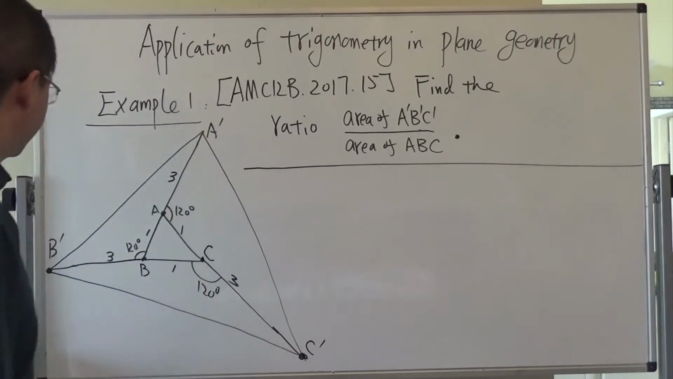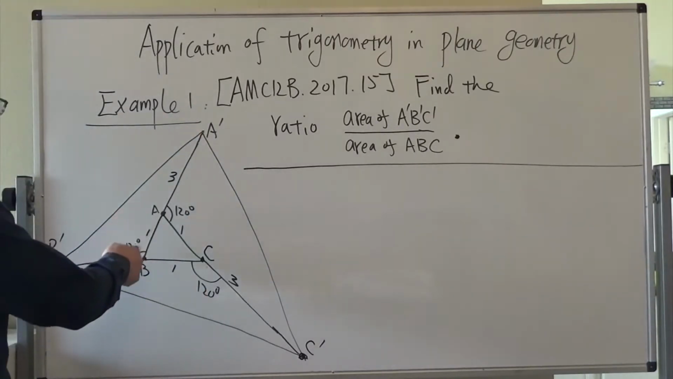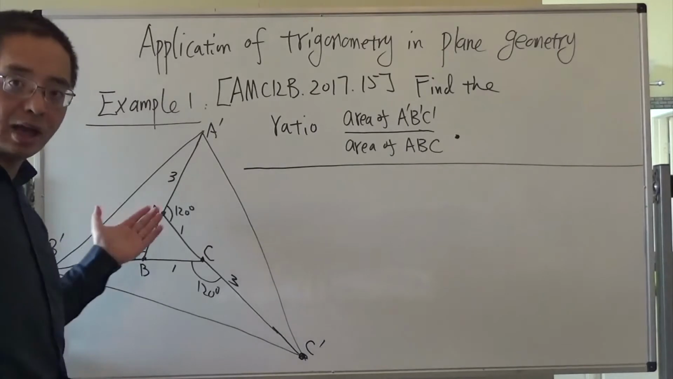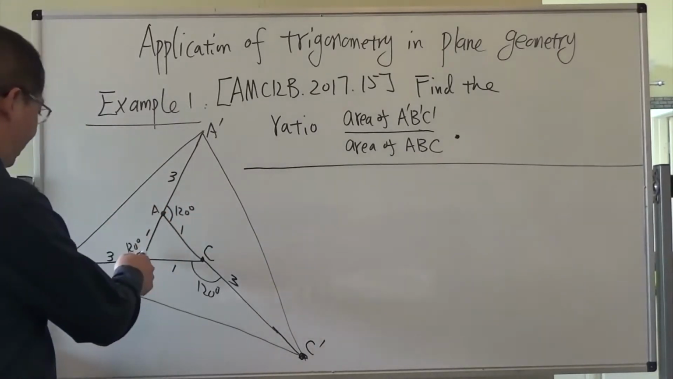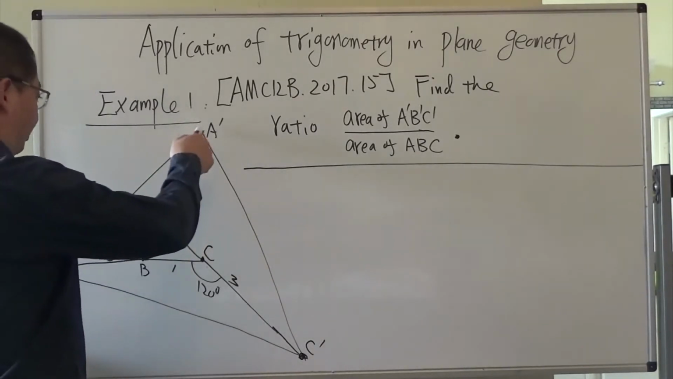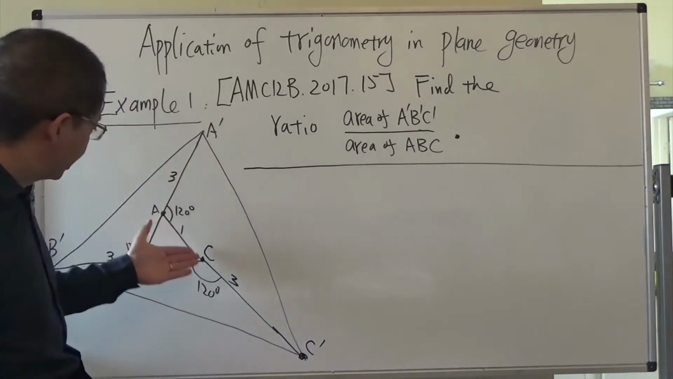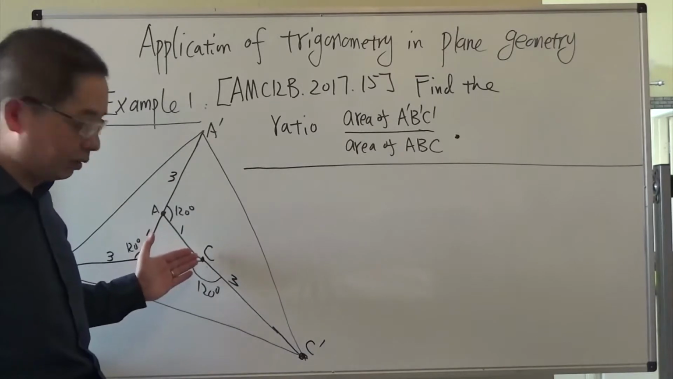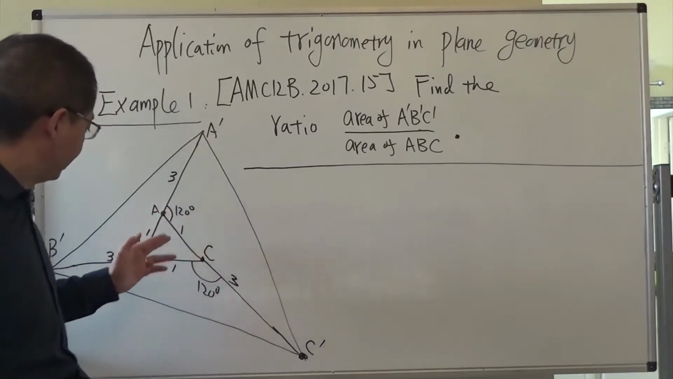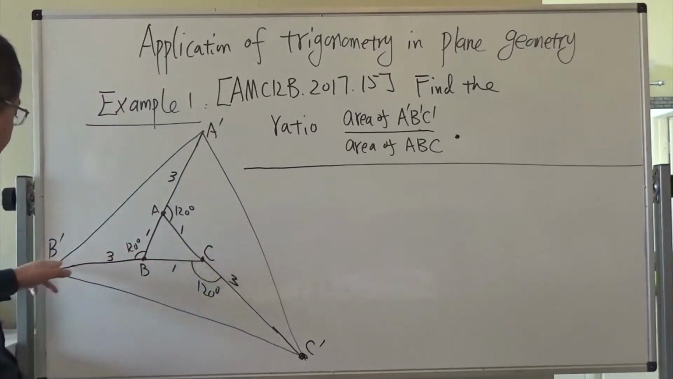The problem says this. We have an equilateral triangle ABC, let's say side length is 1, and we extend BA to A prime so that AA prime is 3. Similarly, we extend AC to C prime, and the length of CC prime is 3 times of AC, and we extend CB to B prime. The length of BB prime is 3.